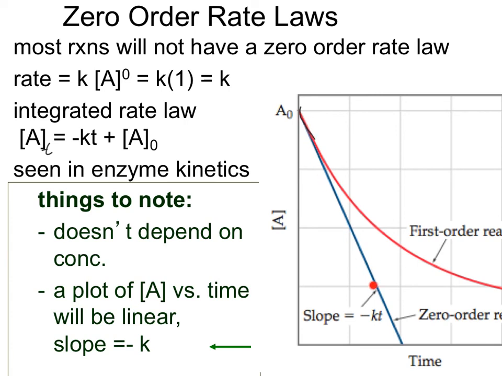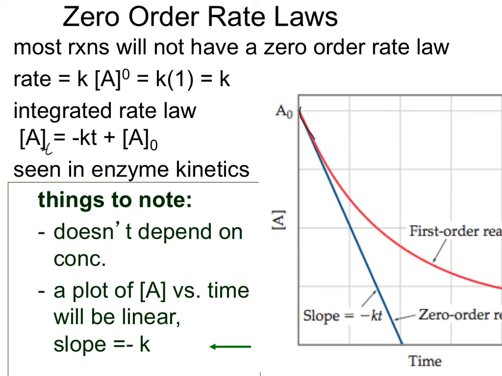In the case of zero order reactions, the concentration doesn't affect the rate. So if you plot concentration of reactant versus time and you basically get a straight line with a negative slope, you subsequently know that you have a zero order rate law.